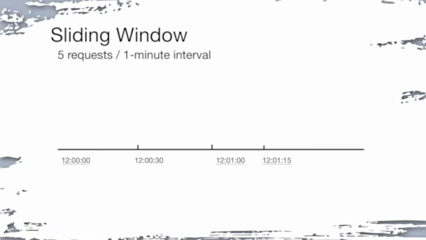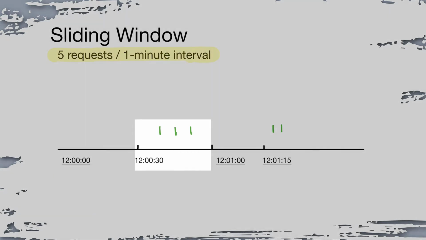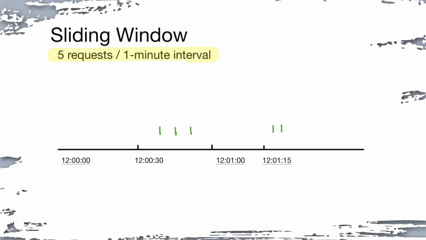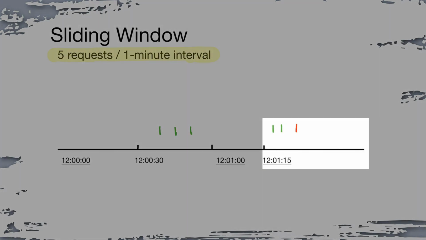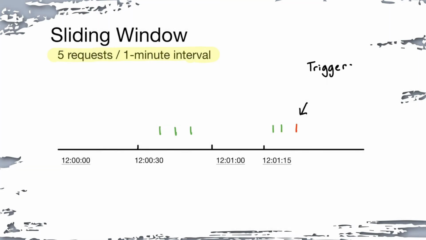With a sliding window rate limiter, you can specify that a user can't make more than 5 requests in any given 60-second interval, regardless of minute boundaries. So perhaps the user makes 3 requests at 12:00 and 30 seconds, and 3 more requests at 12:01 and 15 seconds. In that case, the user will be rate limited, even though their 6 requests cross the minute boundary.